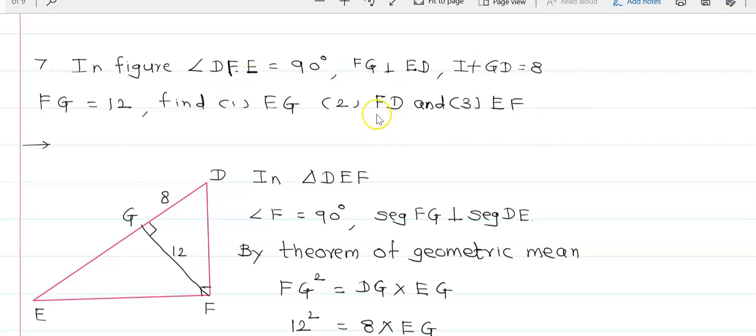Angle DFE is equals to 90. FG is perpendicular to ED. If GD is equals to 8, FG is equals to 12, find EG, FD and EF.